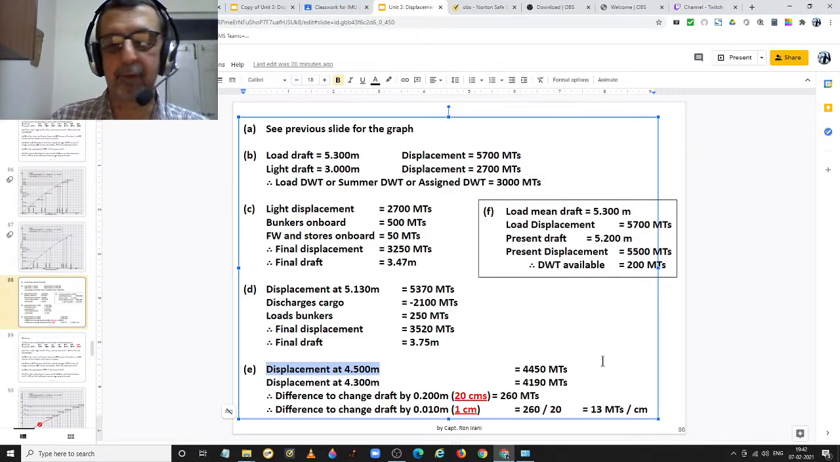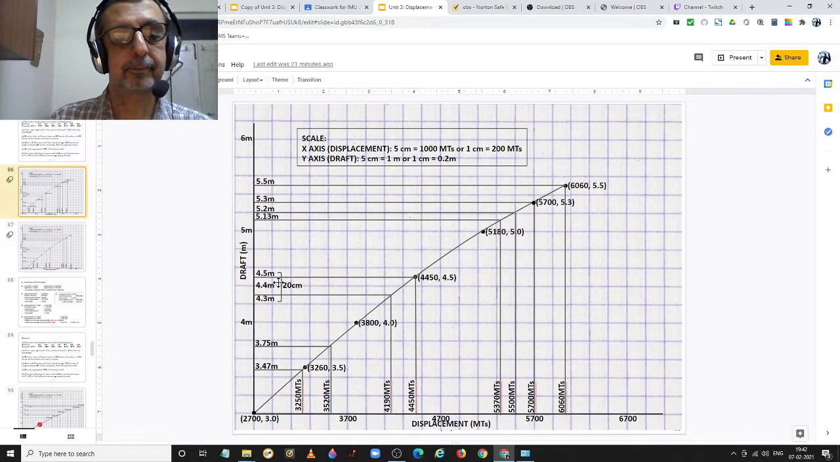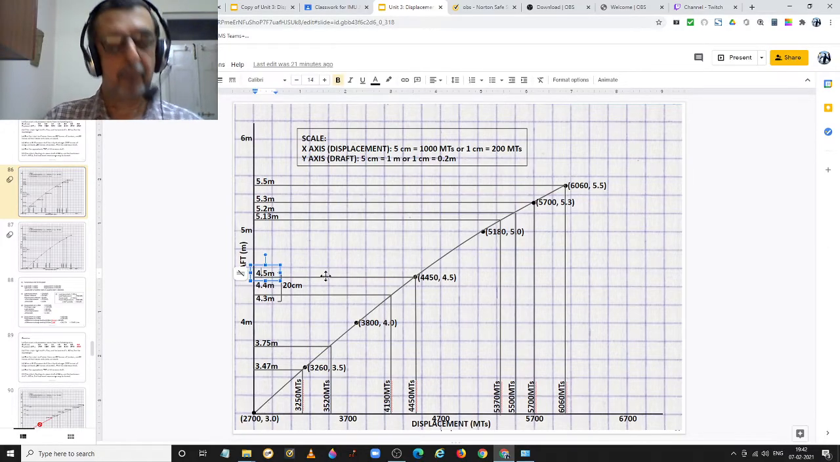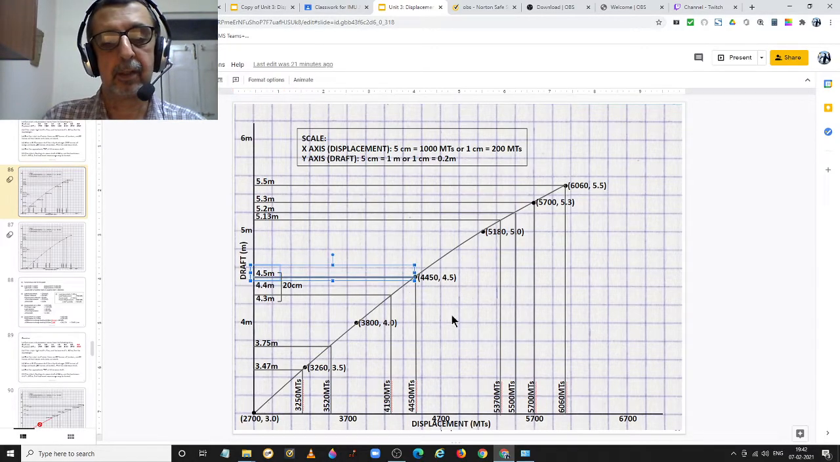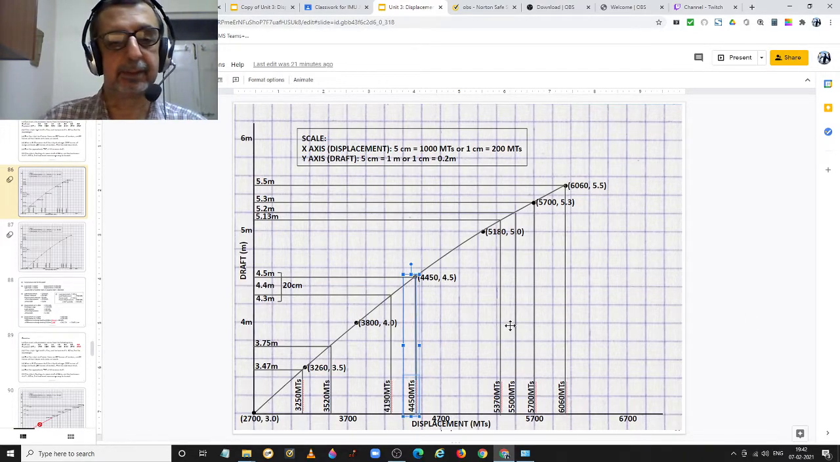At 4.5 meters, we see from our graph the displacement is equal to 4450 metric tons. So let us see at 4.5 meters, we have the horizontal line going up to the graph, and from there we drop a vertical to the displacement on the x-axis and we get 4450 metric tons.